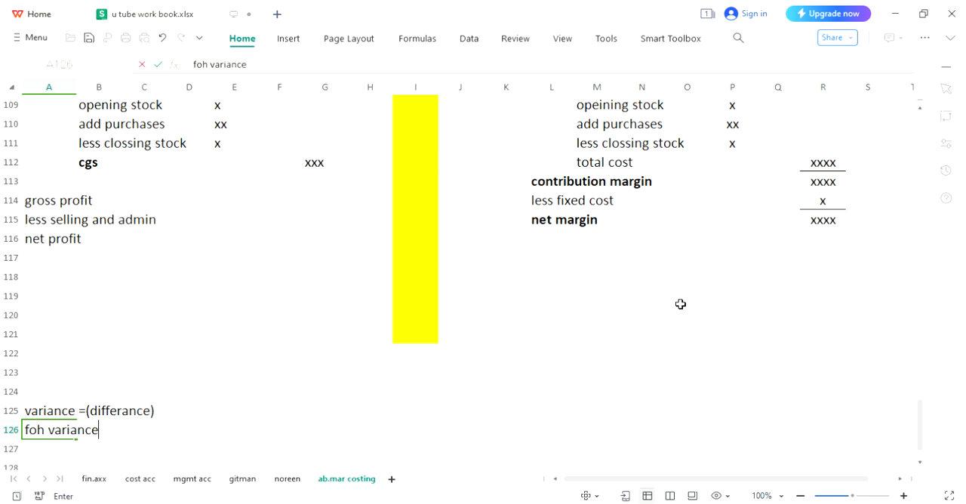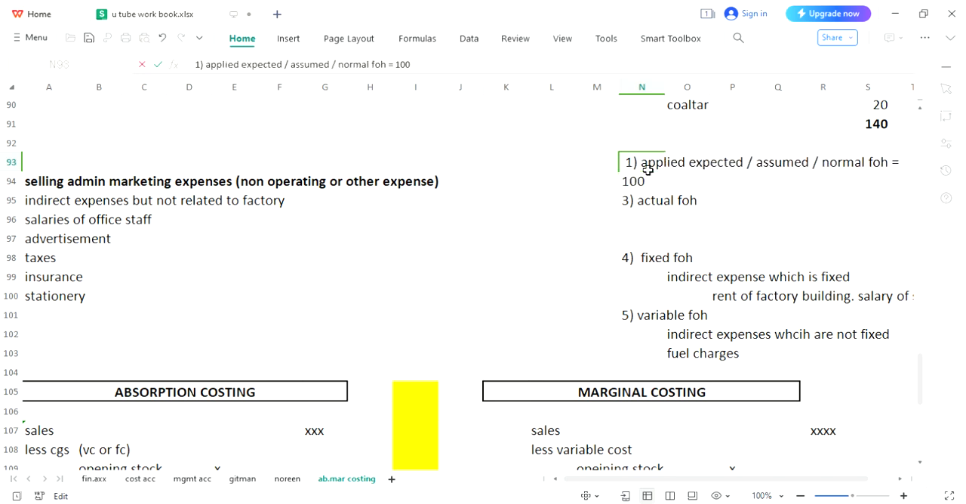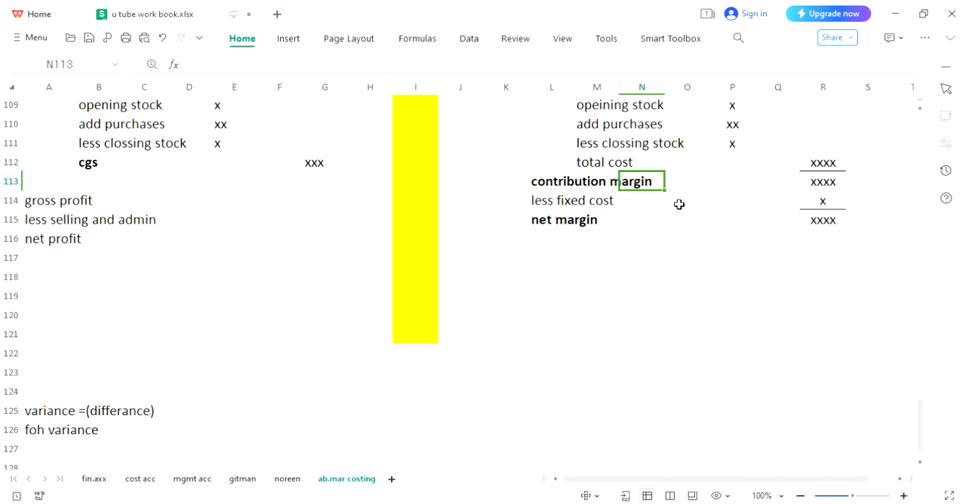variance. Okay, we have seen several types of FOH: expected FOH, budgeted FOH, actual FOH, fixed FOH, variable FOH. And when you see the difference between these two or any two, the difference would be called FOH variance. For example, this expected FOH, it is also called applied FOH. You may name it applied FH, expected FH, assumed FH. If you make comparison of this applied FH and actual FH, that would be called FH variance.